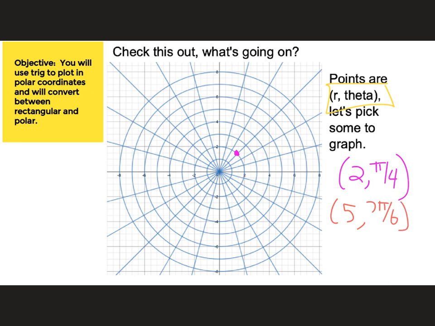So that's a little bit bigger than pi, right there. So I went to the 5th circle out, went pi and a 6th more. So 5, 7 pi over 6.